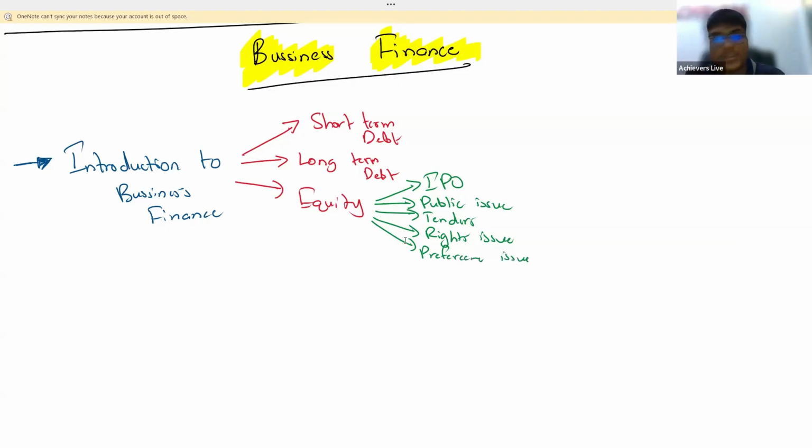Okay. So what is the IPO? When the company issues shares for the first time. What is a public issue? When a public limited company is issuing shares to the public. What is private placing? When you are selling the shares to a select group of investors without giving them to the public. What is tender? Tender is where the shareholders are deciding the price of a share. What is rights issue? Giving shares at a discounted price to existing shareholders.